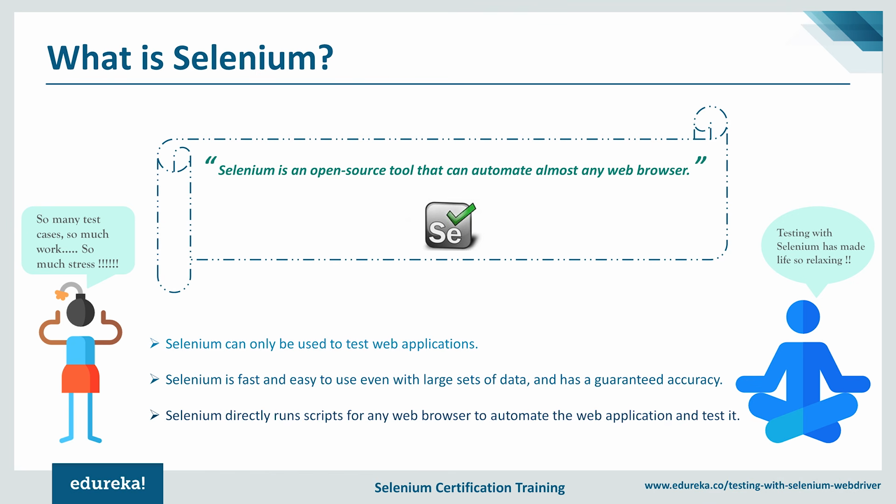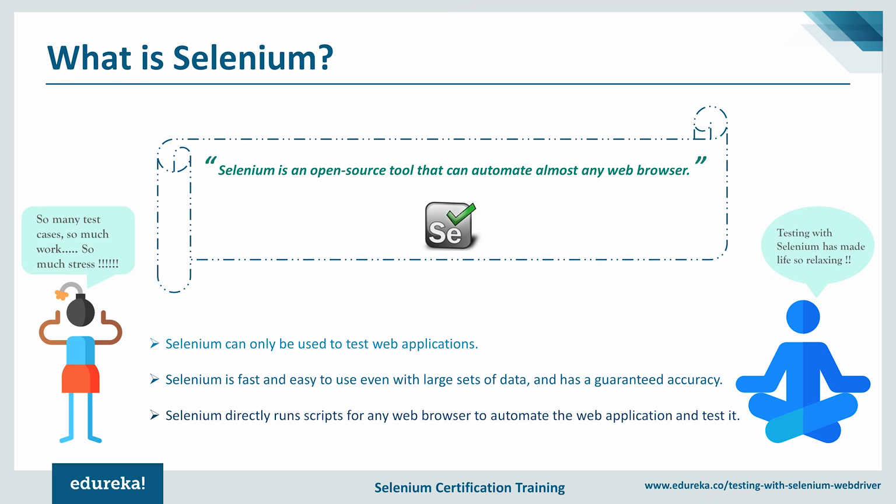Anyways, let's take note of a few important points before we move on to our next topic. As I've already mentioned, Selenium can only be used to test web applications. It is fast and easy to use even with large sets of data and has a guaranteed accuracy. With too much data to handle, humans can be prone to mistakes. But lucky for us, Selenium is not human.